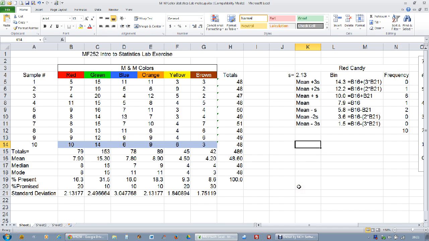So, if we have 10 out of 48 M&Ms that are red, we would have a direct proportion. Ten out of 48 M&Ms are red.